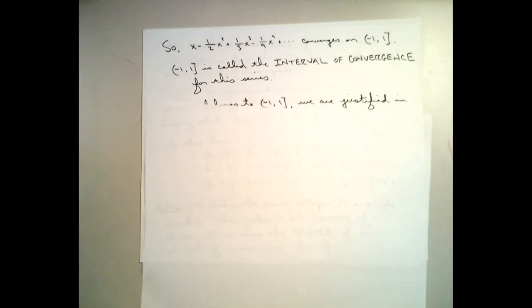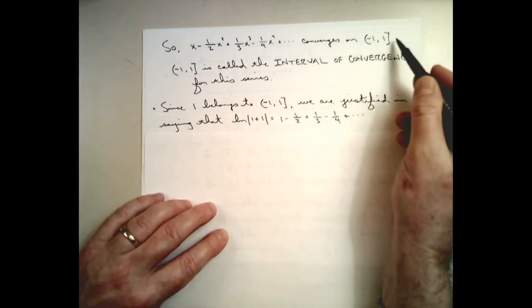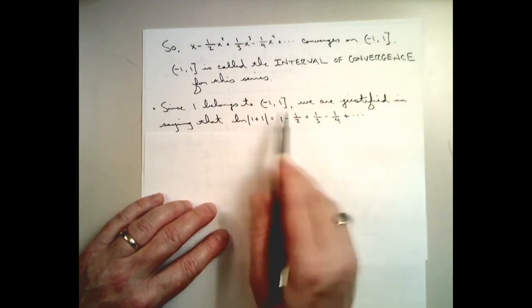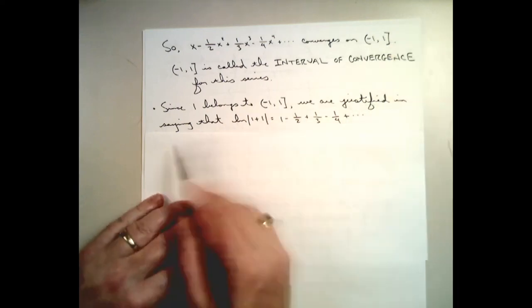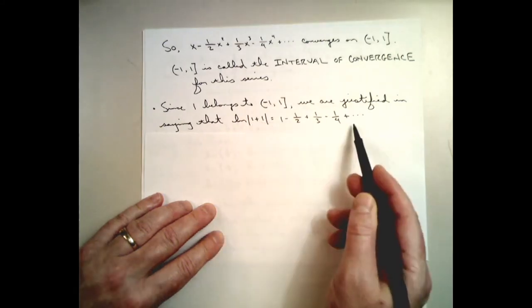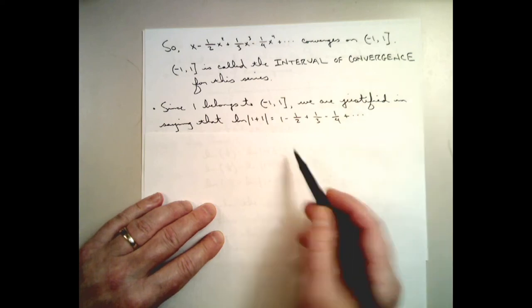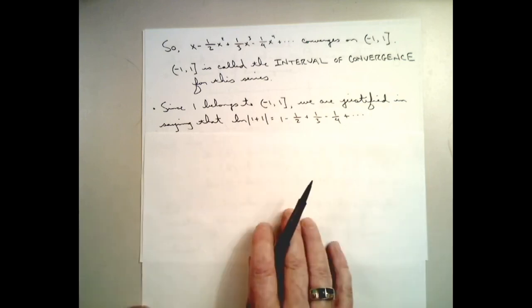Now, I want you to notice something else. Since 1 belongs to this interval, this was the original question. Since 1 belongs to this interval, we are justified in saying that the natural log of 1 plus 1 is equal to this series. Why? Because 1 is in our interval of convergence. So this series converges at 1, and this is what it converges to. So we now have that the natural log of 2 is in fact equal to the alternating harmonic series, and we have good reason for saying that.